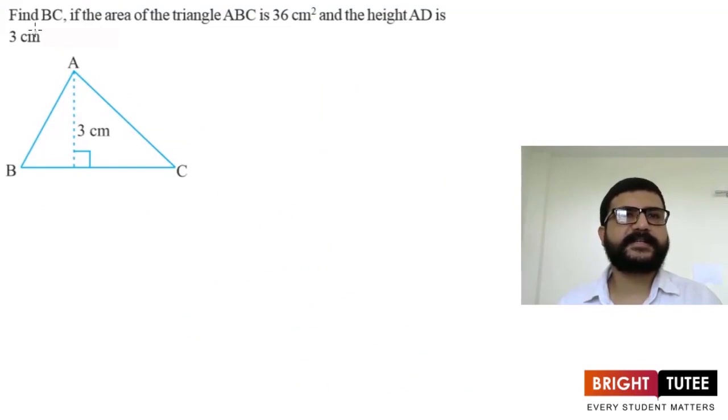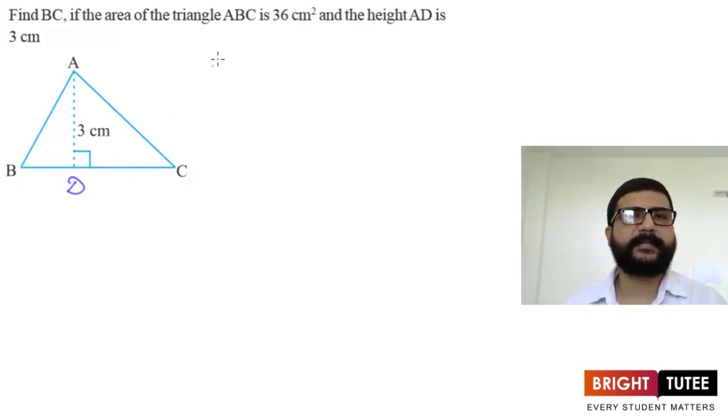The next question is, find BC if the area of the triangle ABC is 36 square centimeters and the height AD is 3 centimeters, as it is shown in the figure here. So this is AD. AD is 3 centimeters. Now what we have to find here? We have to find BC. And area is already given to us. It is 36 square centimeters.